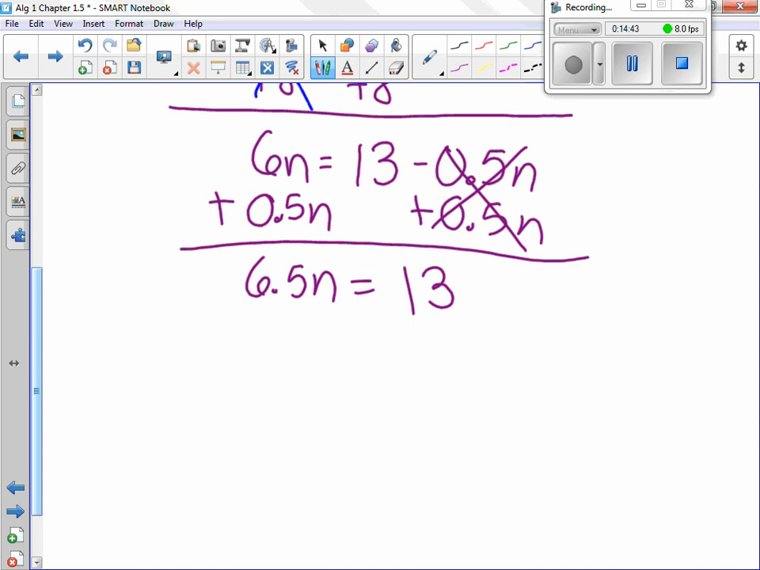Any questions on how we got to this here? We good with getting to this point here? So what do we need to do lastly? We need to divide both sides by what?